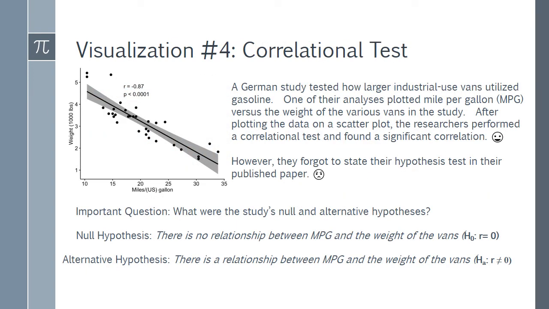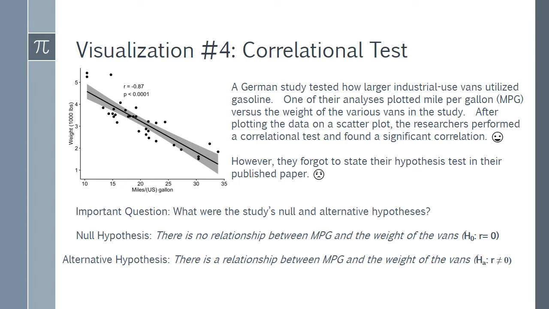Here in visualization 4, the correlation test, this study has already established that there was a correlation test and found significant correlation. As you can also see in the scatter graph to the left, the p-value was 0.0001, which shows that there was a significant correlation. So in this case, the important question was what were the study's null and alternative hypotheses when doing this study?